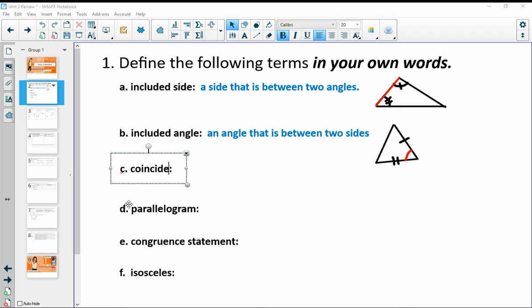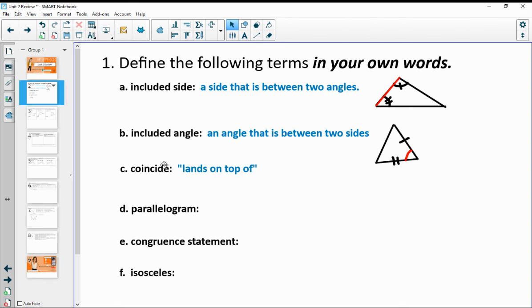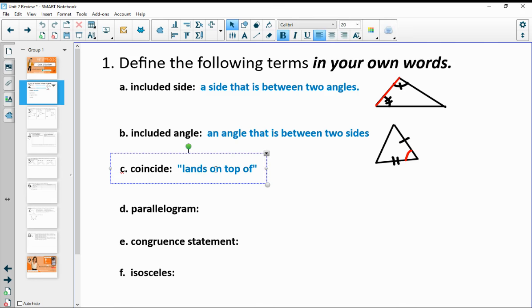Coincide. So coincide just means, in your own words, I just think of it as if a figure is going to coincide or a point is going to coincide with another, it's going to land on top of it. So lands on top of. When we're talking about translating, reflecting, rotating, and moving points so that they coincide, it means they're going to land on top of that other one, or land on top of each other.